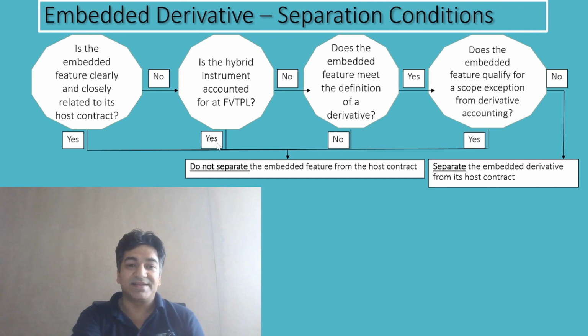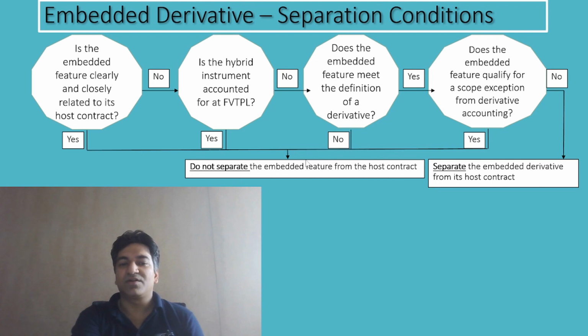If the answer is yes, then it need not be separated. Does the embedded feature meet the definition of a derivative? If the answer is no, it does not meet the derivative definition. Does the embedded feature qualify for a scope exemption from derivative accounting? If the answer is yes, then we need not separate the embedded feature from the host contract.